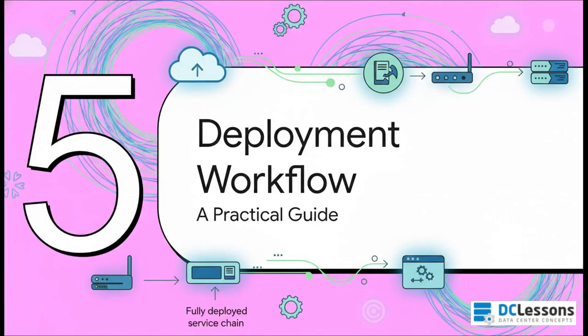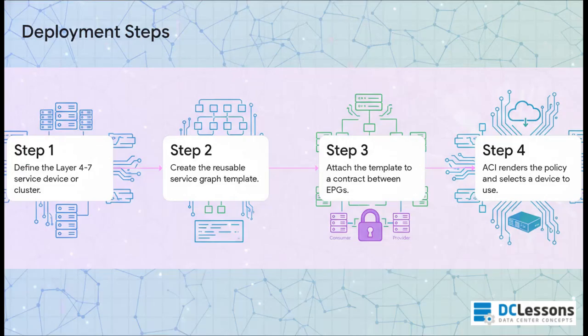All right, time to put all the pieces together. We have all the concepts down, so now let's see how they translate into a practical, repeatable workflow to deploy a fully automated service chain from scratch. The process is actually incredibly logical when you break it down. First, you tell ACI about your appliance cluster by defining it as a logical device. Second, you create that reusable service graph template, drawing out the chain of functions. Third, you attach that template to a contract that sits between the applications that need it, your consumer and provider EPGs, and then finally, the fabric performs the magic. It renders that abstract policy into concrete network configuration, and it automatically picks an available appliance to handle the traffic.